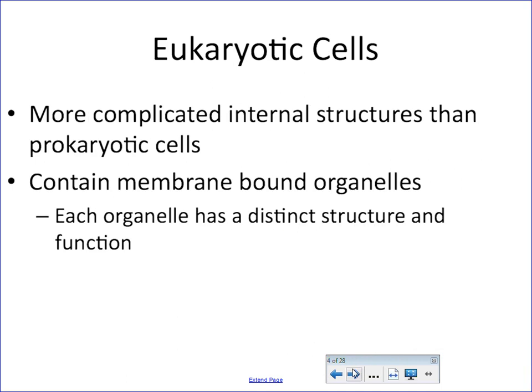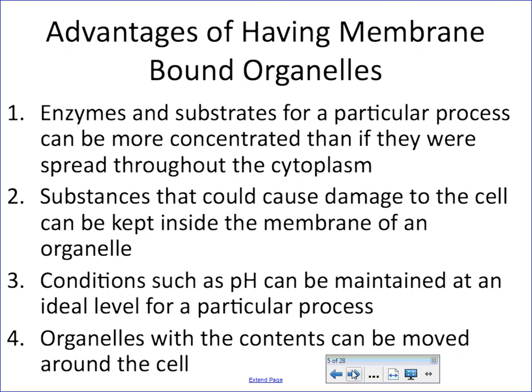So eukaryotic cells do have more complicated internal structures than prokaryotic cells, and they contain membrane-bound organelles, meaning that there is a membrane surrounding the particular organelle. And each organelle will have a distinct structure and function associated with it. So there are advantages of having membrane-bound organelles.